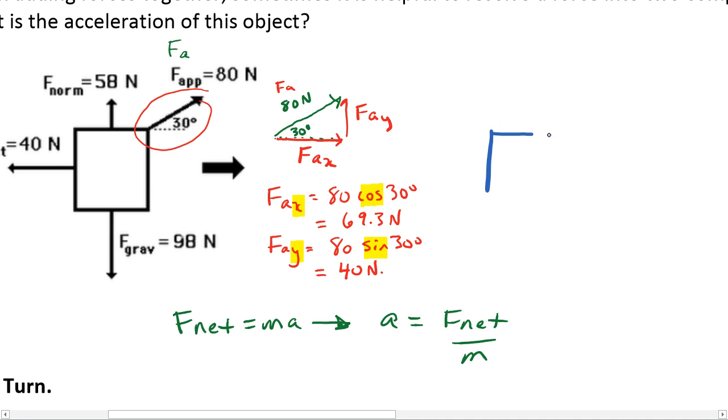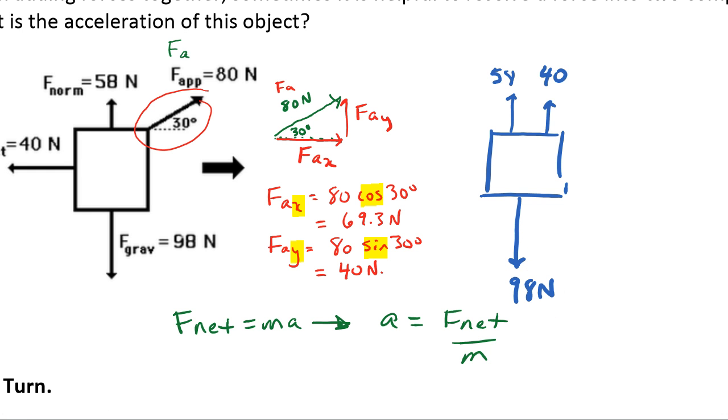So here we get our original object, and we've got this 58 going up. That's the normal force. And then I've got this FAY, which is 40. And I've got this force of gravity downwards, which is 98. I guess I could be writing in what they all stand for. Let's just stop for a second. So we've done all our vertical ones. 58, see if I can make that look better. I've done all my vertical ones, and you can see that the 58 and the 40 add up to 98, and then there's a 98 going down.